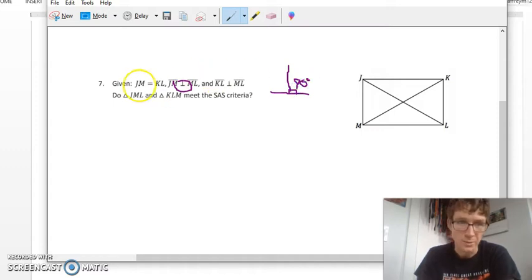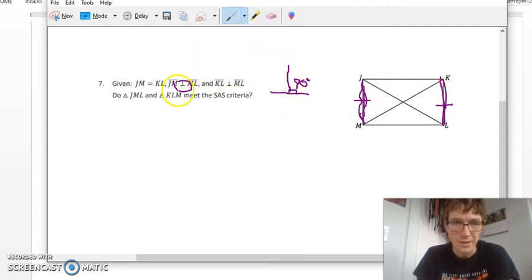So first off, let's start from the beginning. We've got JM is equal to KL. So this side matches KL, matches this side. So these are the same length. And you'd make a 1 tick mark if you want to do it that way. I like to highlight with colors, just so you see it.